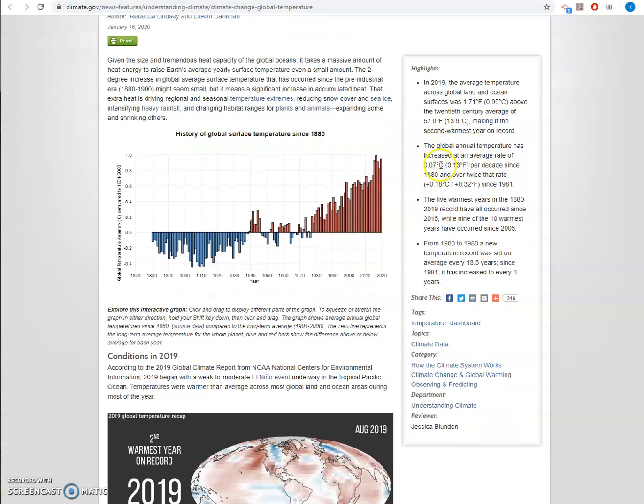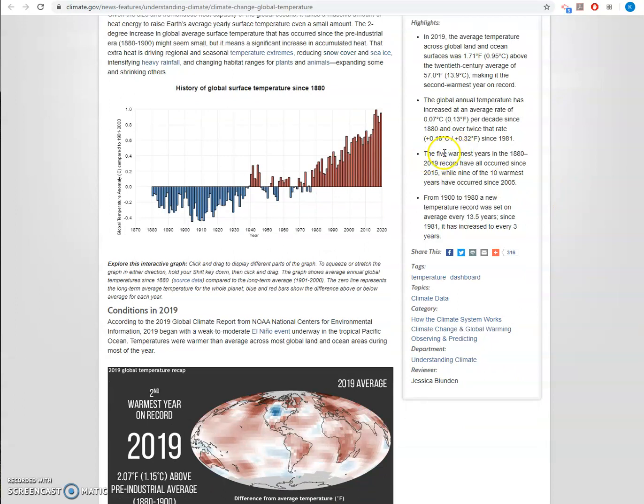The global average temperature has increased at an average rate of 0.13 degrees Fahrenheit, or 0.7 degrees Celsius, okay, per decade. So every 10 years it goes up a little bit since the 1880s. And it's been going at about twice that rate since 1981, right? So here is that twice the rate. So it's actually a little bit higher than twice the rate.